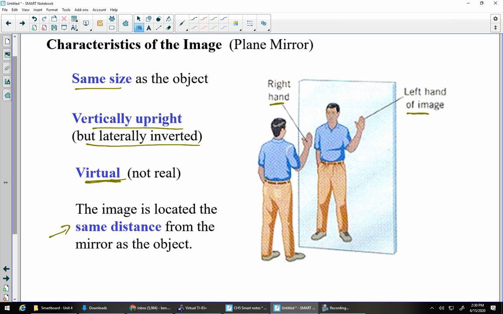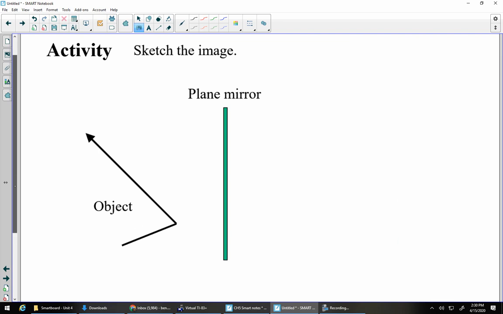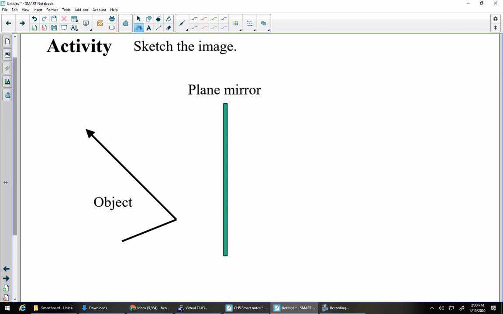And then how far from the mirror? Well, the image is located the same distance behind the mirror as you are in front of the mirror. So cool, we'll get used to all those things as we go through and look at other things. So one activity that we've got is, could we sketch what this object looks like in our mirror?